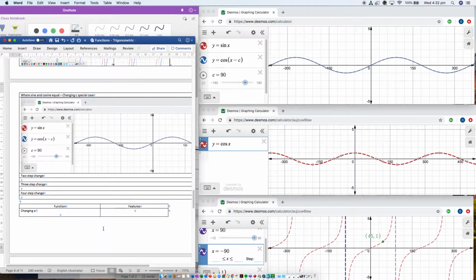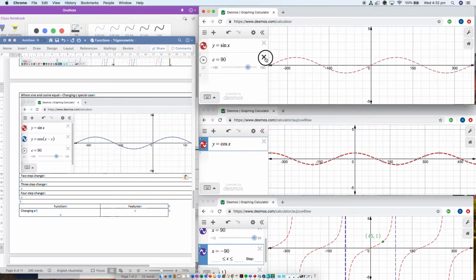In this one, we're going to be looking at two-step changes. So without further ado, let's look at two-step changes. What is meant by that? It literally is just saying, okay, let's change the A and the D. So let's have a look at this. Let's say it's 2 sine of x, take 1.